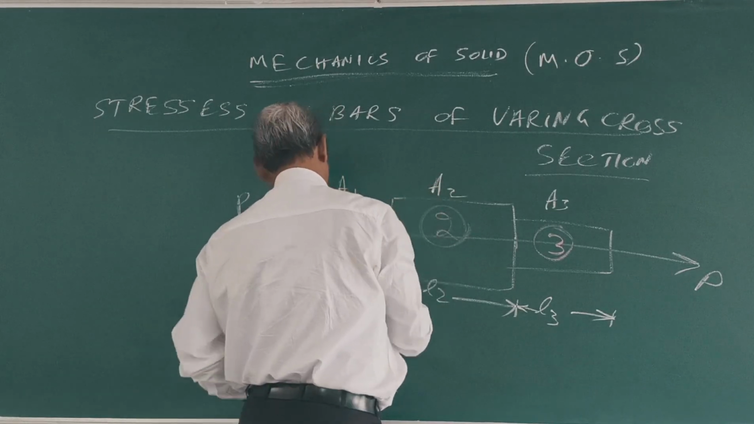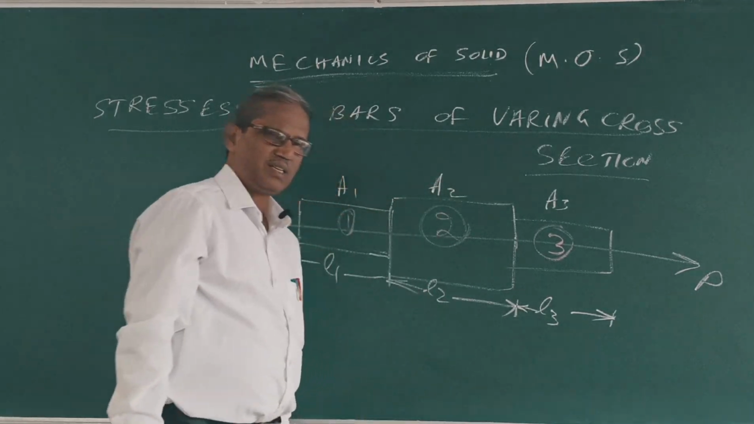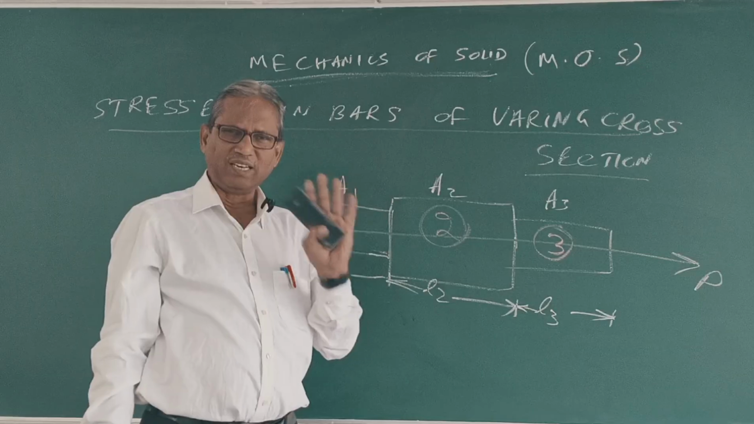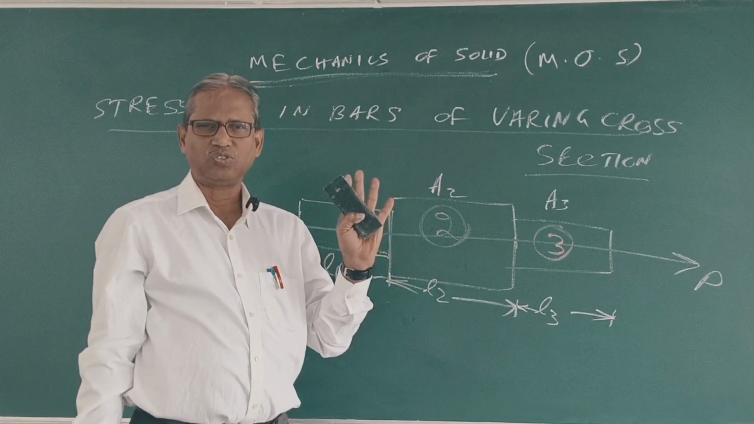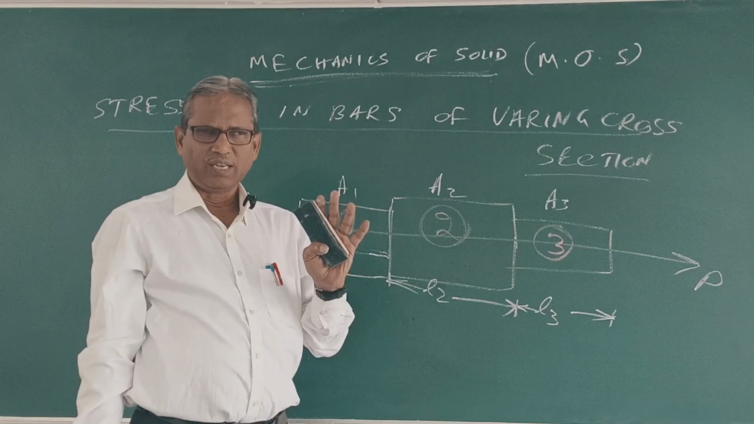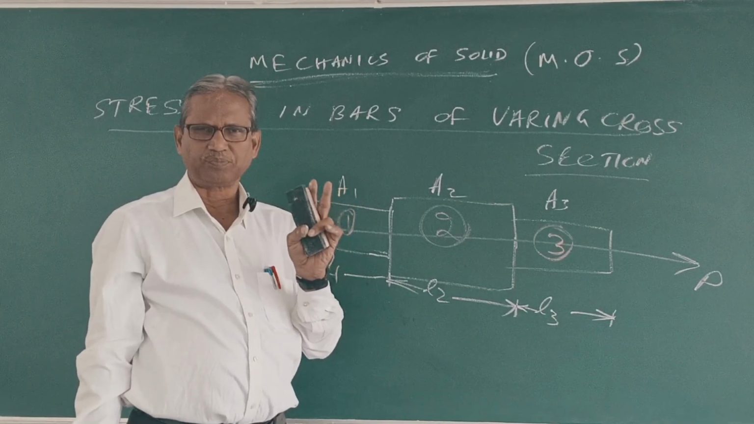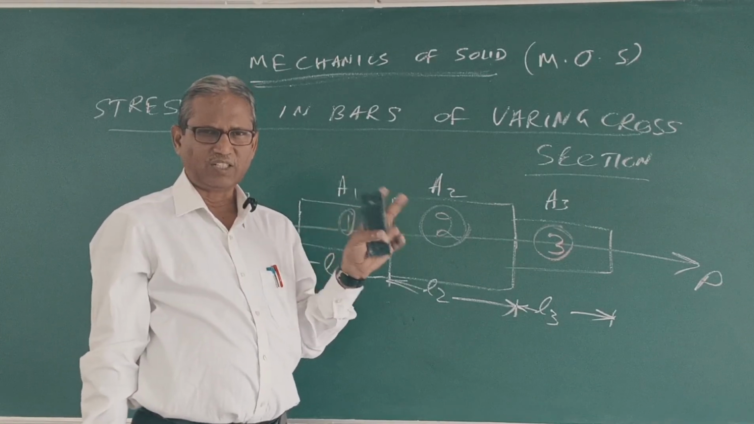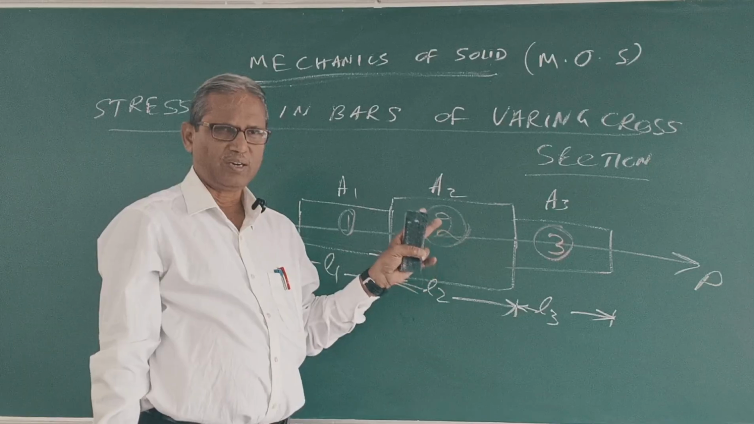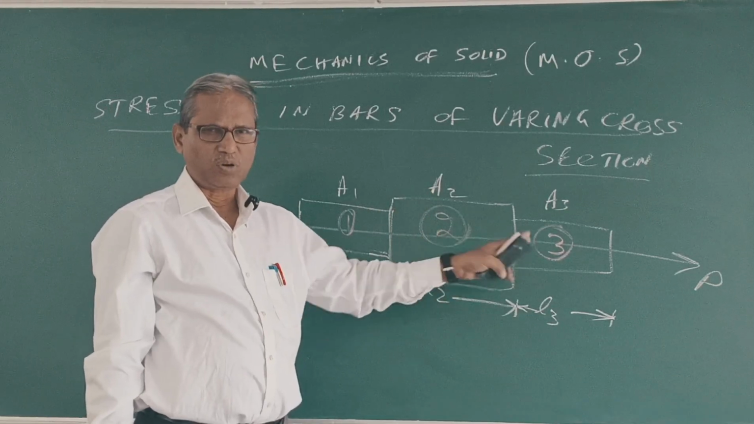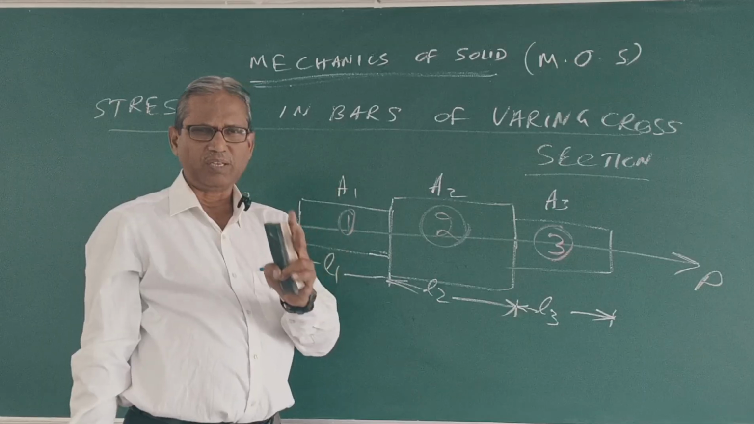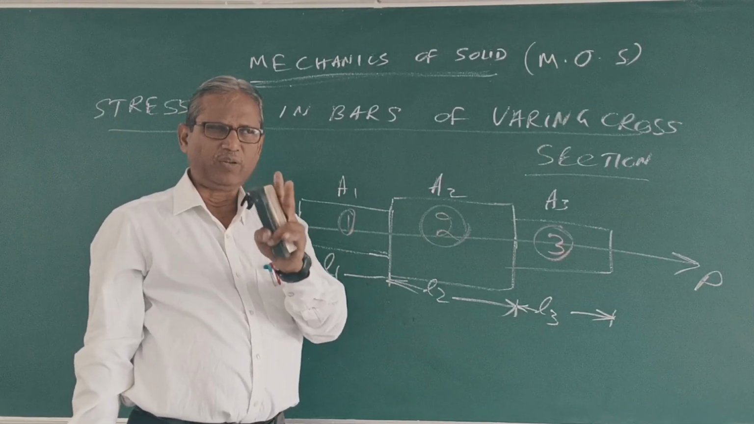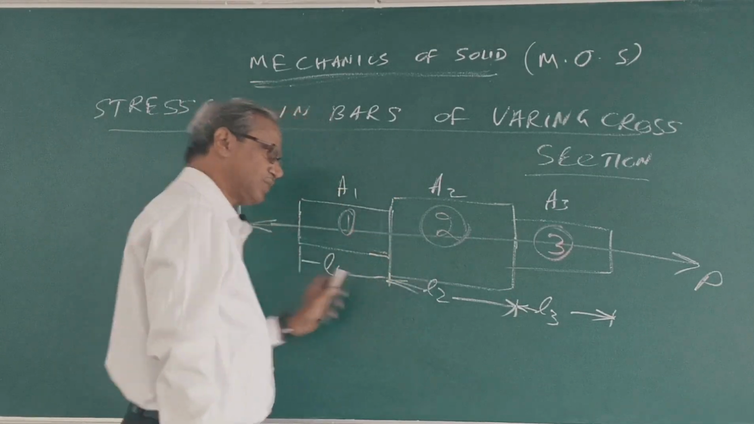In this case, the stress, strain and change in length for different sections are found out. Then apply the principle of superposition. That is, delta L is equal to delta L1 plus delta L2 plus delta L3. The resultant deformation is equal to the sum of the deformations of the individual sections. Right?